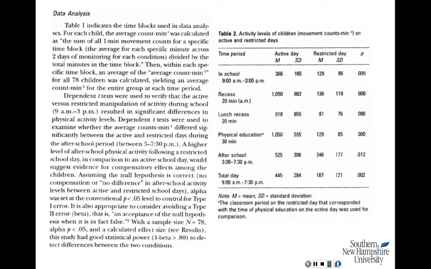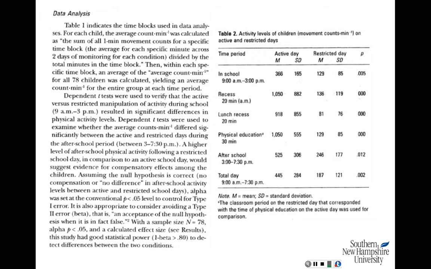So you can read through this article, it will be posted on the website. You can read through some of this if you'd like, but let's just draw your attention to Table 2. And so they wanted to look at these movement counts. How much did they differ? And they broke it up by time period on the left-hand side. And at the bottom row, they give you the total day. They give you the mean and standard deviation for these movement counts on the active day, and the mean and standard deviation for the movement counts on the restricted day.